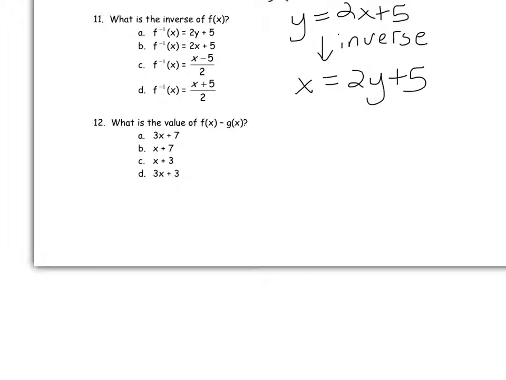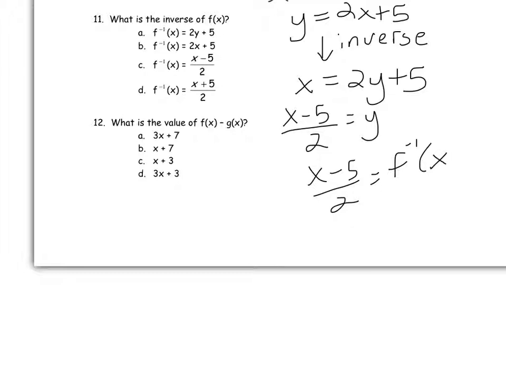So there's the inverse function, but now I want to resolve this for y to get an equation for the inverse function for y in terms of x. So I'll subtract 5 and divide both sides by 2. So that is x minus 5 over 2 is the inverse function. So f superscript -1, that superscript -1 means it's the inverse function of f. And that is answer choice C.